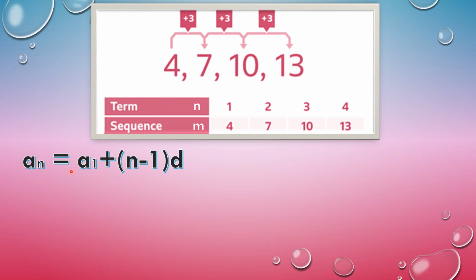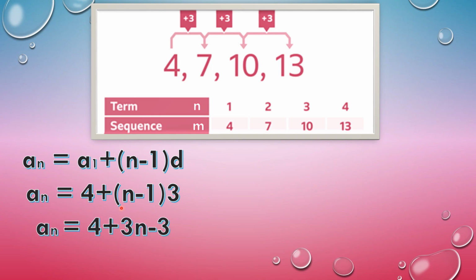Use this formula. By putting the values you will easily get the new formula. a1 is 4 and common difference is 3. So 4 plus 3n minus 3, 3n is 3n and 3 times 1 is 3. 3n plus 1, as 4 minus 3 is 1. So your simplified formula for the nth term is 3n plus 1.